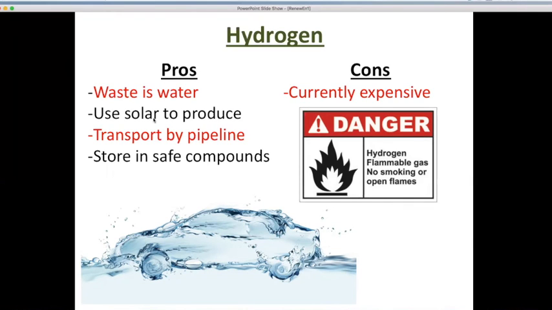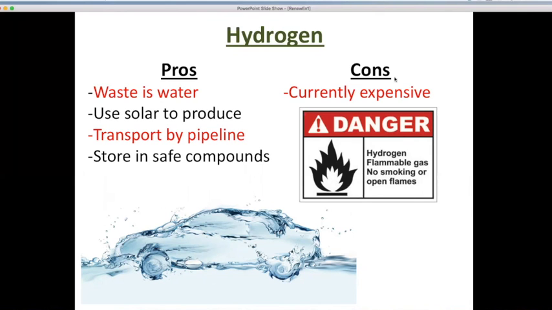So we take water and we pass electricity through it. This is called electrolysis. Probably did this in chemistry. And it separates the hydrogen gas into one side and the oxygen into the other. And so then we can take that hydrogen gas and we can put it into tanks and pumps.